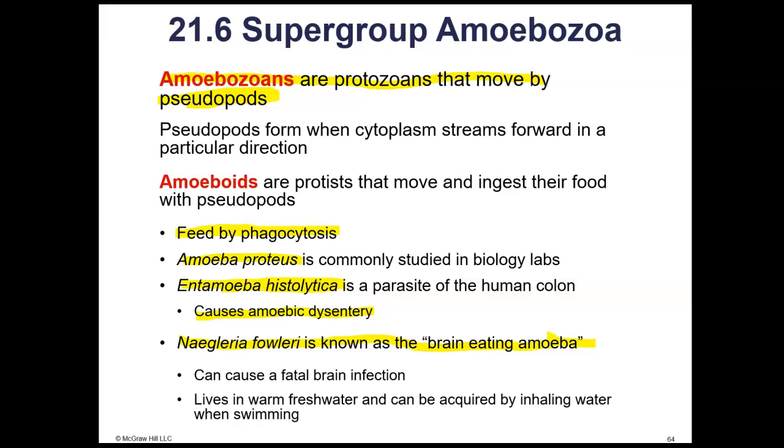Supergroup Amoebozoa. Amoebozoans move by pseudopods. So the amoeboids feed by phagocytosis. They wrap their pseudopods around their food and bring it in, engulf it by phagocytosis. There is one called Amoeba proteus, and we do order those and bring them in and look at them under the microscope in lab. You've probably heard of the brain-eating amoeba, Naegleria fowleri, and then Entamoeba histolytica causes dysentery.